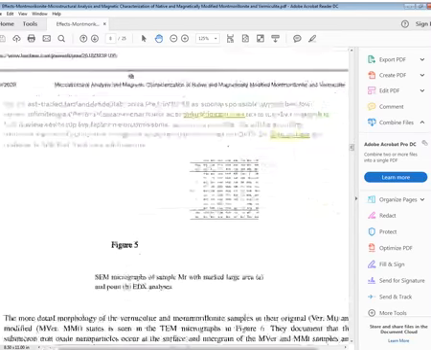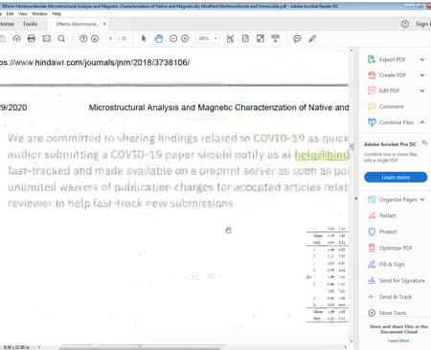This is there. If I expand this, you can see the outline.